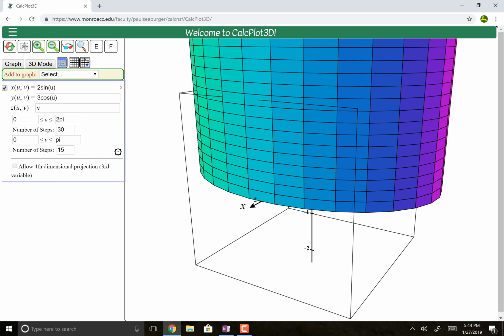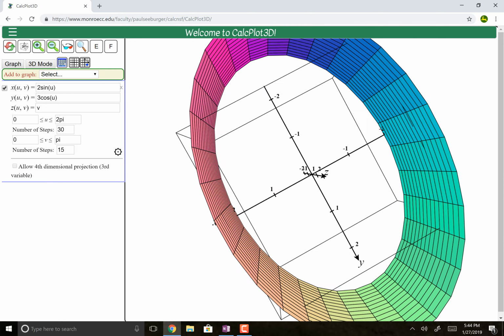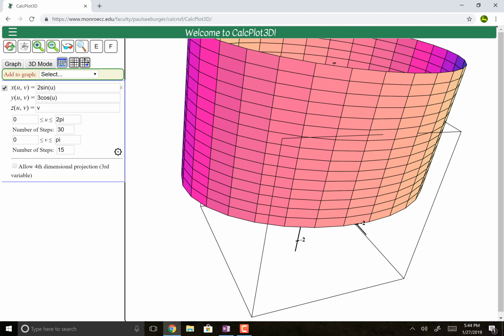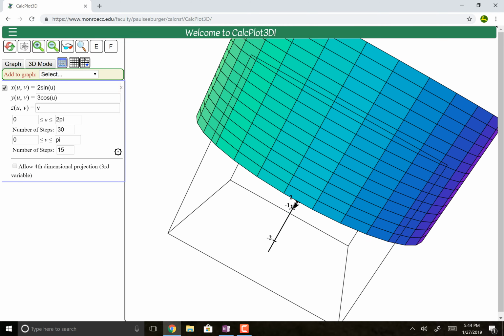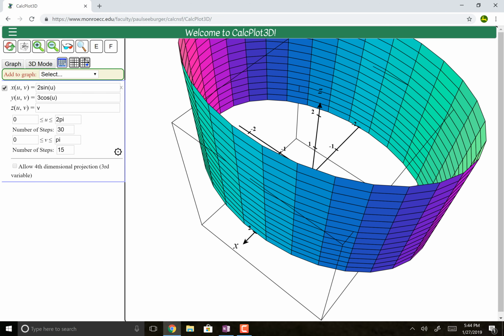Boom. Oh, wow. Now check it out. U only went from 0 to 2 pi. If you think about that, that's plenty. And then V went from 0 to pi. That's why there's no negative Z values, because Z is V and they just went up. Dude, look at that. We would call this, by the way, an elliptical cylinder. What do you think about that? It's elliptical because of the first two, and it's a cylinder because the Z just goes up.